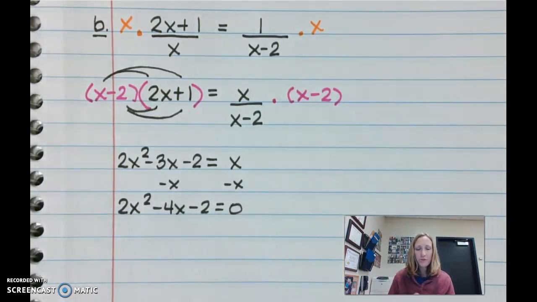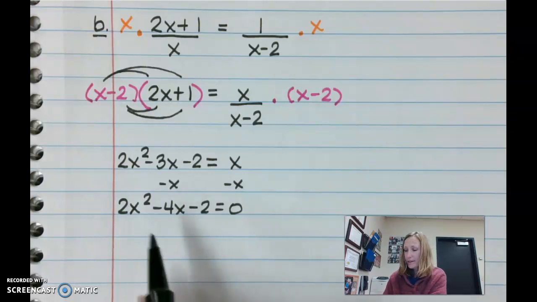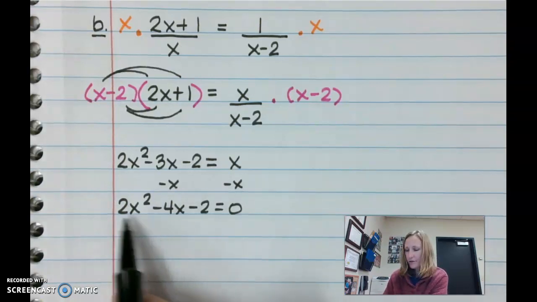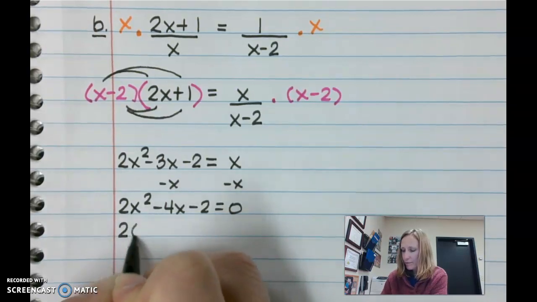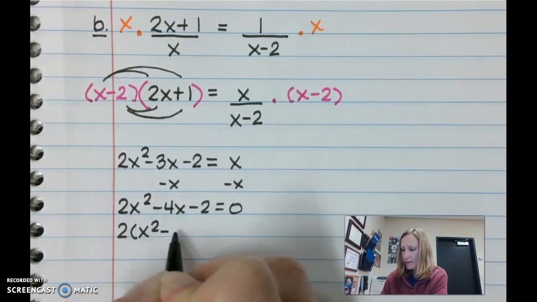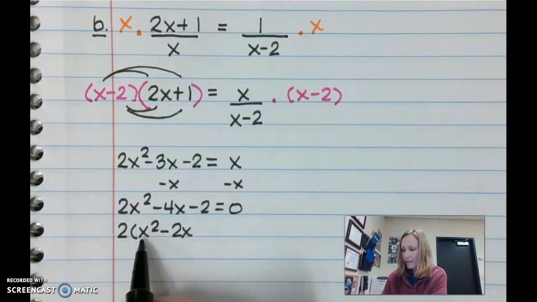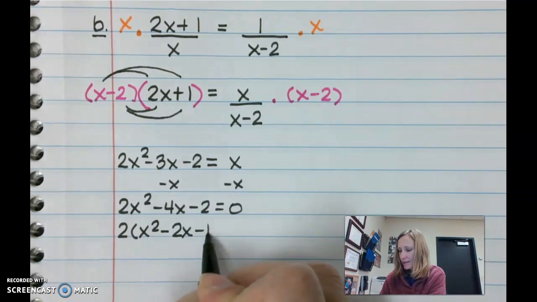And then we said we've got options. We can solve it by factoring. We can solve it by using the quadratic formula. When I think about factoring, the first thing I notice is that all of these share a common factor of 2. So I'm probably going to make my life a little bit simpler. And I'm going to rewrite this as 2 times x squared and 2 times negative 2x and 2 times negative 1.